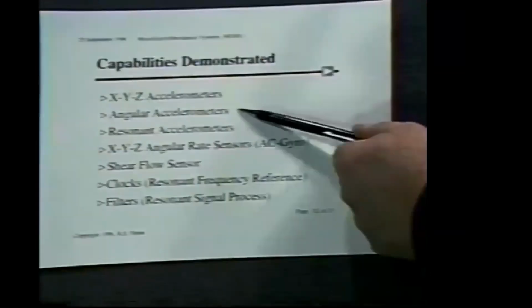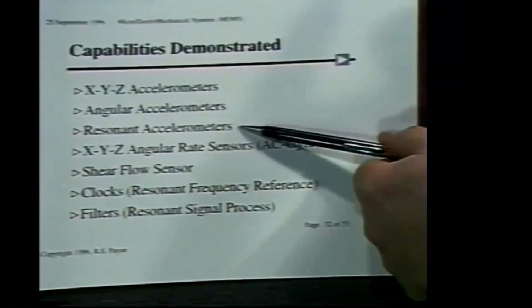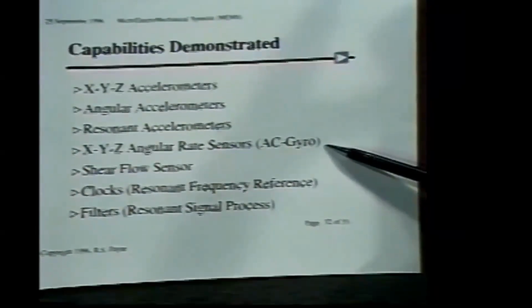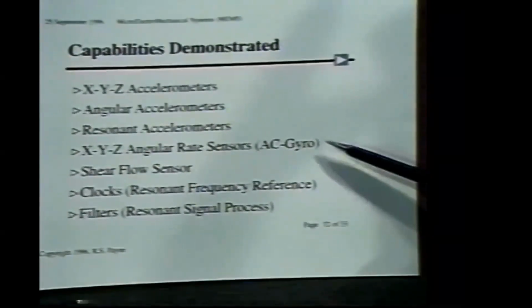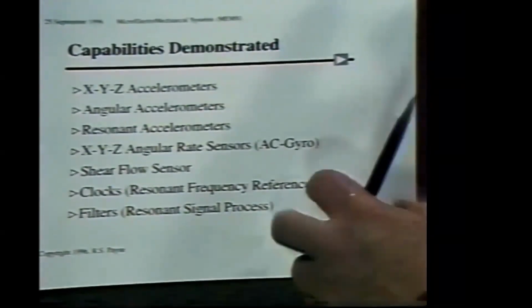For instance, accelerometers that can sense in all three directions. Angular accelerometers and resonant accelerometers with dynamic ranges of another couple of orders of magnitude. There are also angular rate sensors, which I didn't have a chance to talk about, but they're really exciting, which together with XYZ accelerometers should enable a 6 degree of freedom inertial measurement unit. There are also some signal processing elements that you can do on the chip.